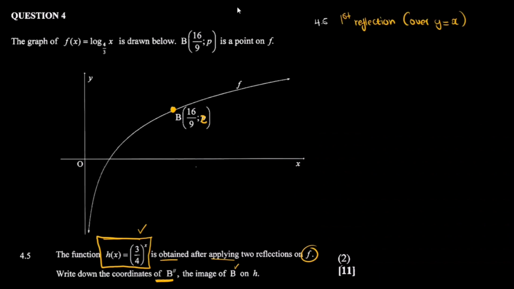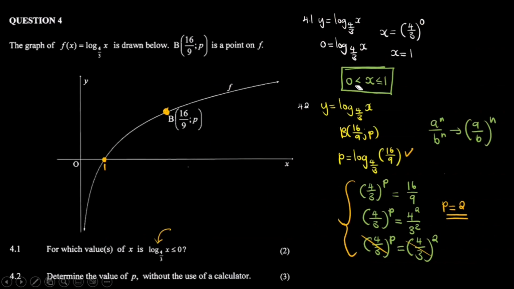So let's see. After the first reflection, remember what we had? We had y equals log x base 4/3. This was our original function f, and the coordinate of b in this case was 16 over 9 and 2. We're going to take this graph and reflect it over the line y equals x. Remember, when you reflect something over the line y equals x, you are basically finding the inverse of that graph.